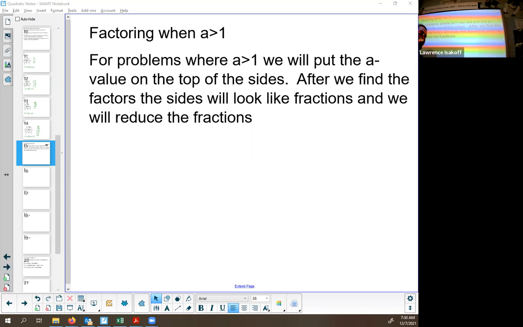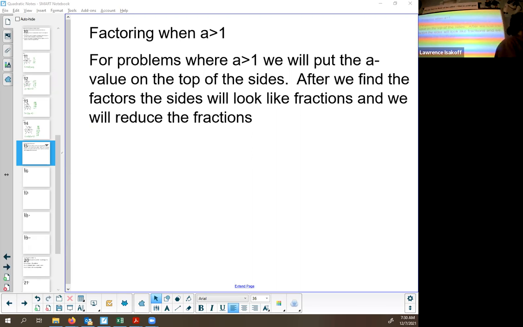Please make sure you guys are getting these notes down. So you guys have seen fractions before. The sides are going to look like fractions on your snowflake. We are just going to reduce that.